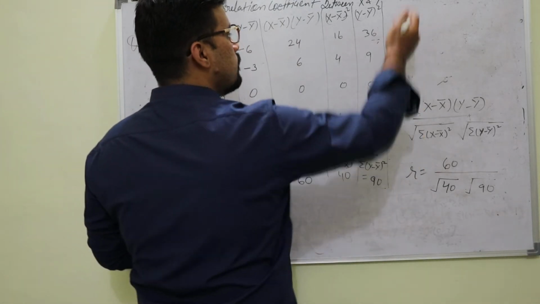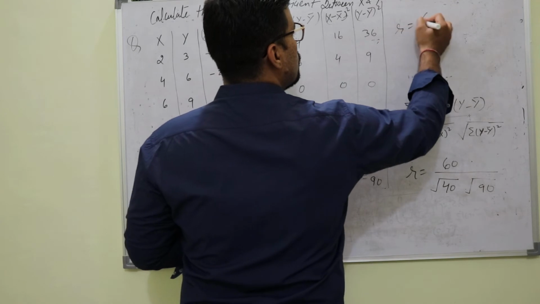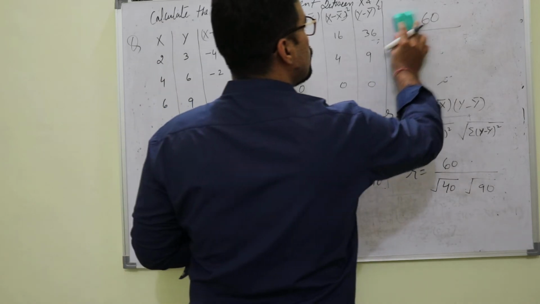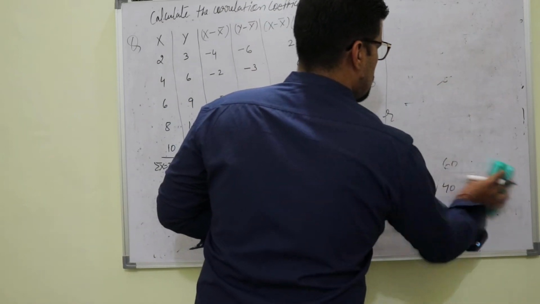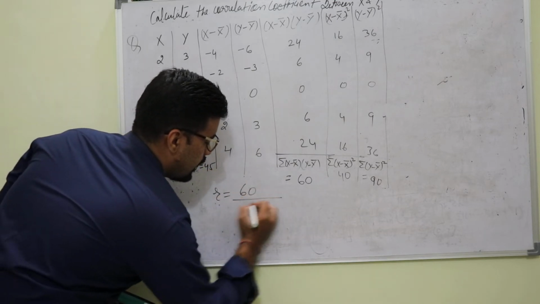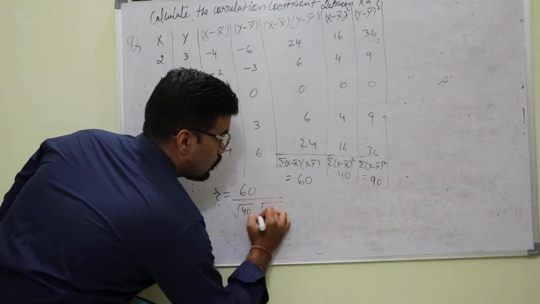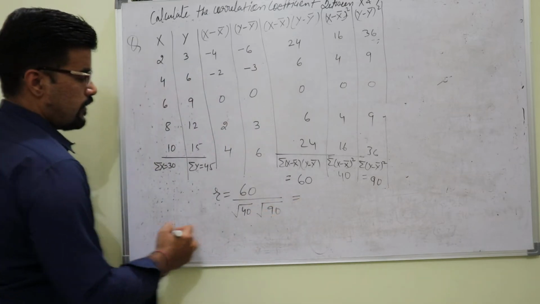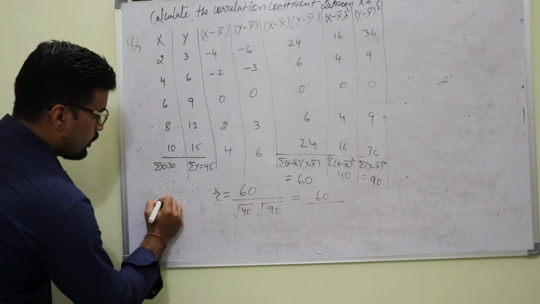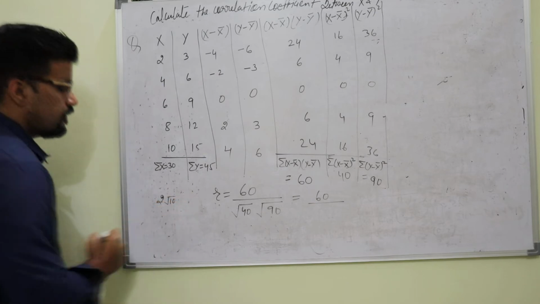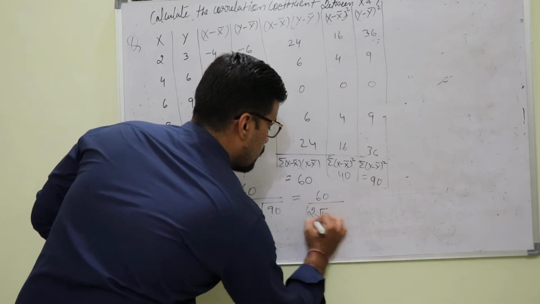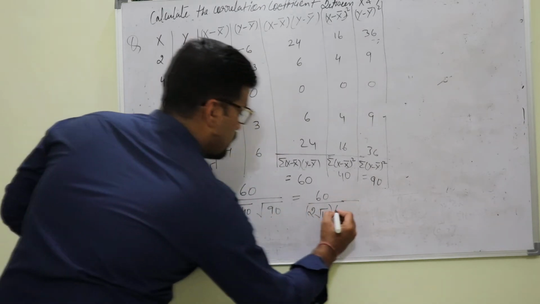Now the only part remaining. So r is equal to 60 divided by root 40 into root 90. Now let's solve it. 60 divided by square root of 40. Square root of 40 will be 2 root 10. Right? So 2 root 10 multiplied by root 90 is 3 root 10.